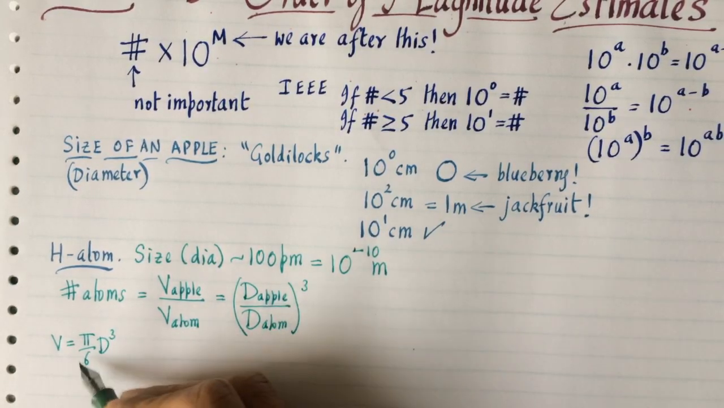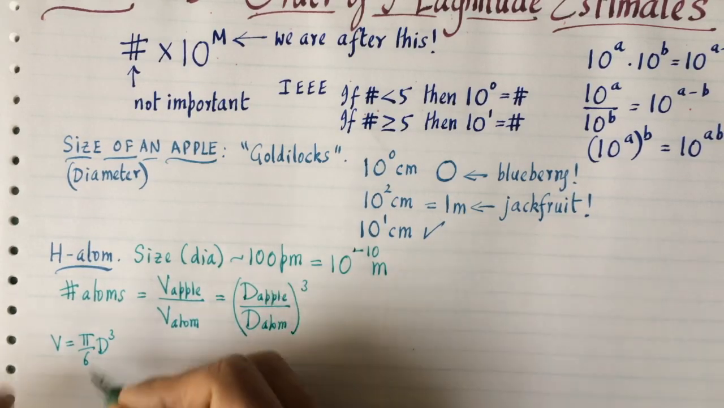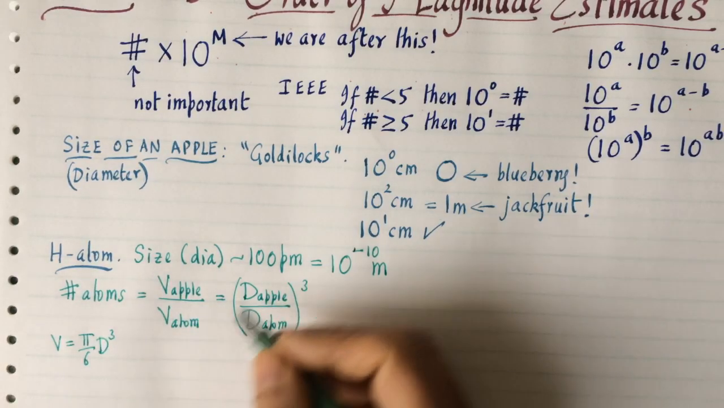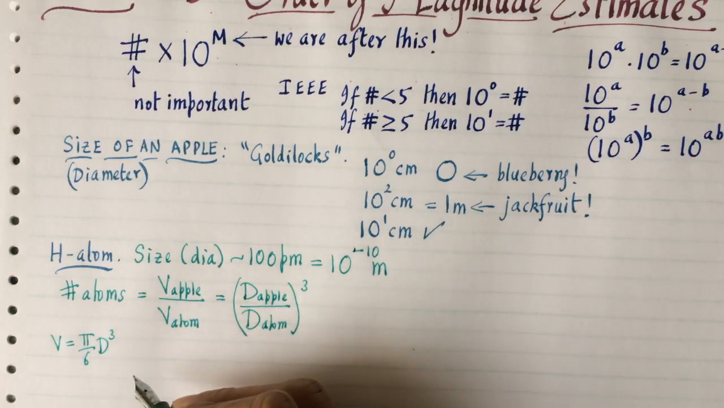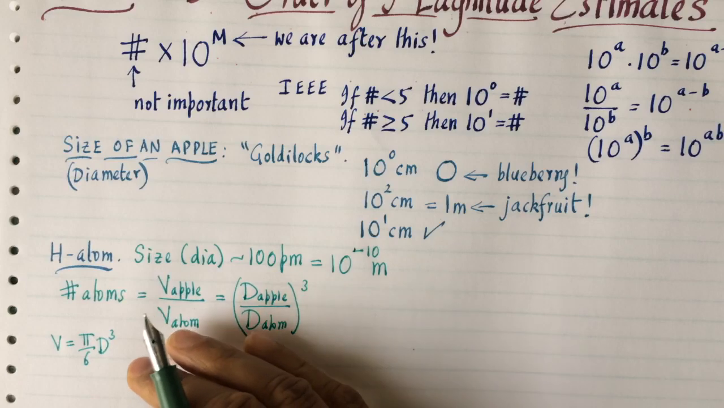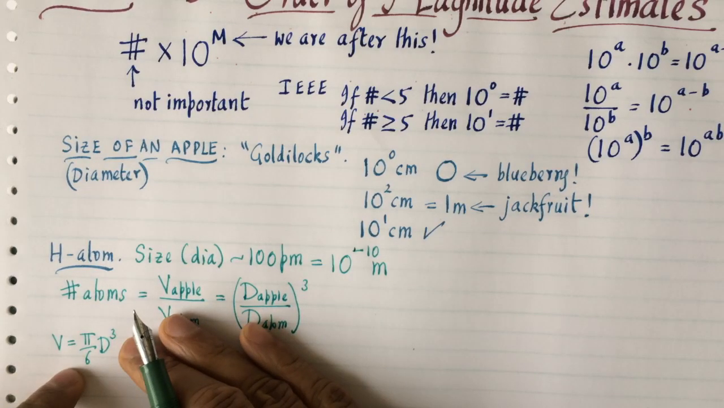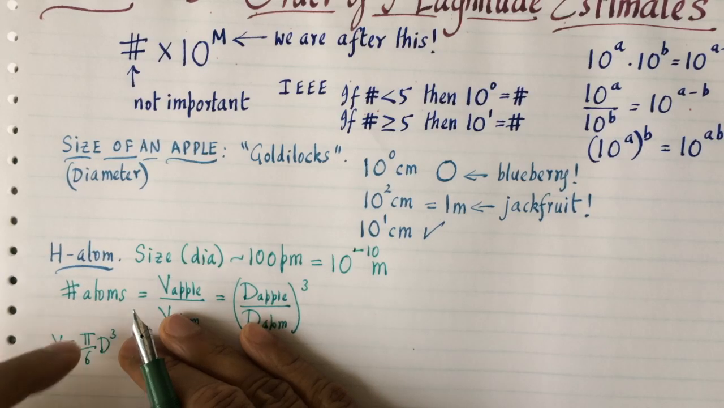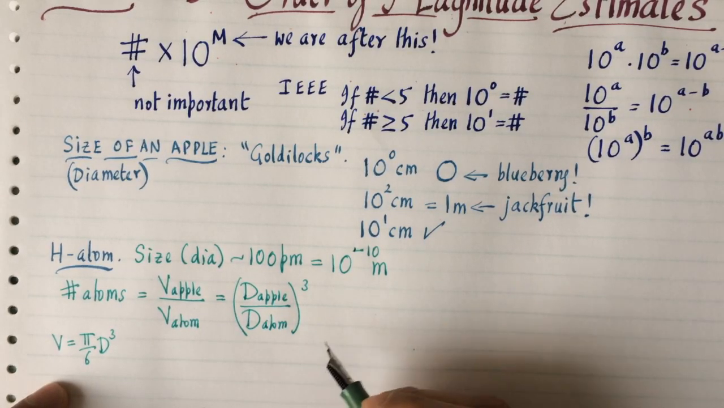I'm not too interested in pi over 6 for two reasons. The first reason is I'm dividing. That's actually the main reason. So the pi over 6 in the numerator cancels with the pi over 6 in the denominator, and so you don't need that. The second reason is, even if I were just thinking about the volume and not the ratio of volumes, pi over 6, if you find out what pi is, it's about 3. 3 over 6 is half, and half is, again, 1. So we're not going to worry about pi over 6 very much.